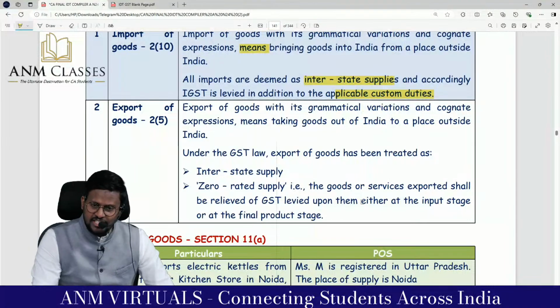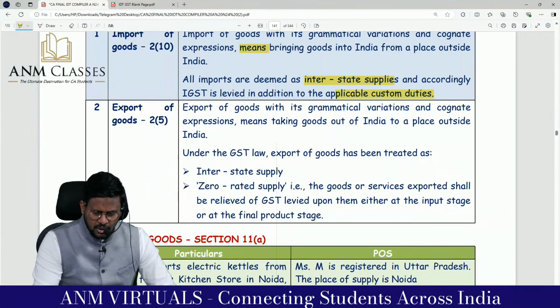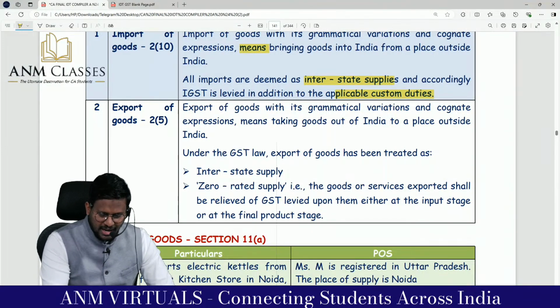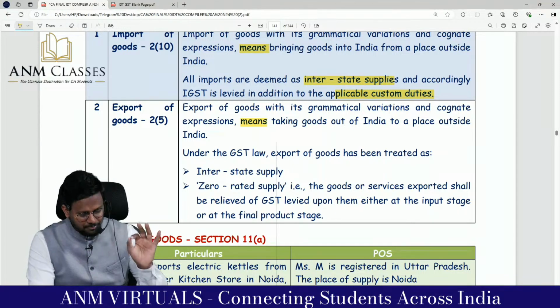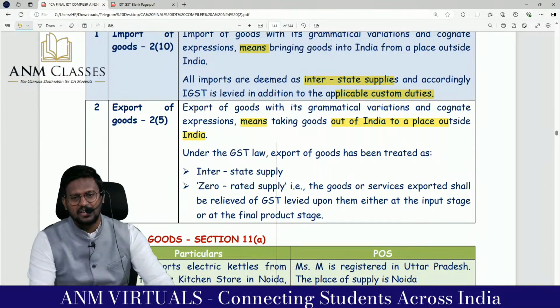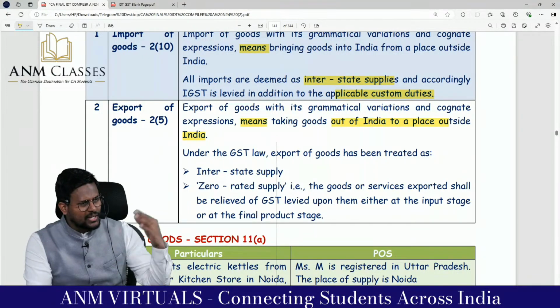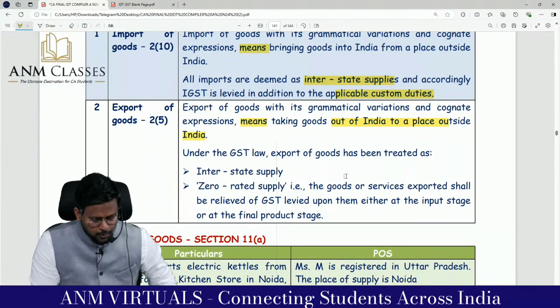Coming to the export of goods. What do you mean by export of goods? Export of goods, with its grammatical variation and cognate expression, means taking goods out of India to a place outside India. Taking goods from India to outside India is what is called export of goods.